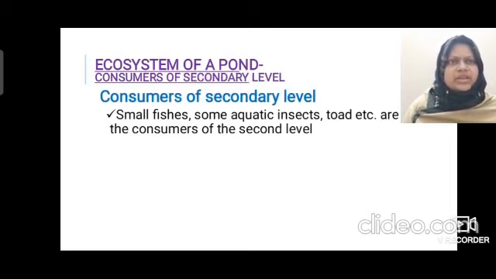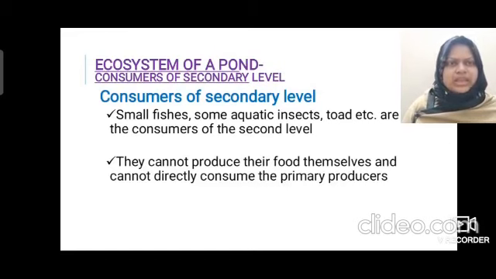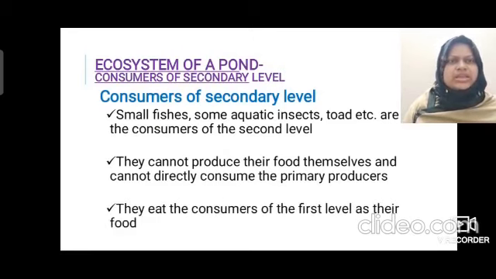Consumers of the secondary level. Small fishes, some aquatic insects, toad, etc. are the consumers of the secondary level. They cannot produce their food themselves and cannot directly consume the primary producers. They eat the consumers of the first level as their food.